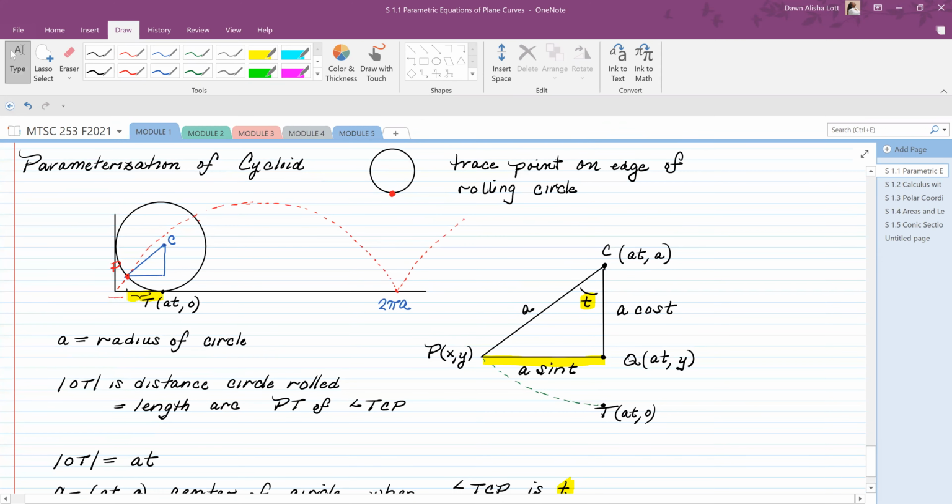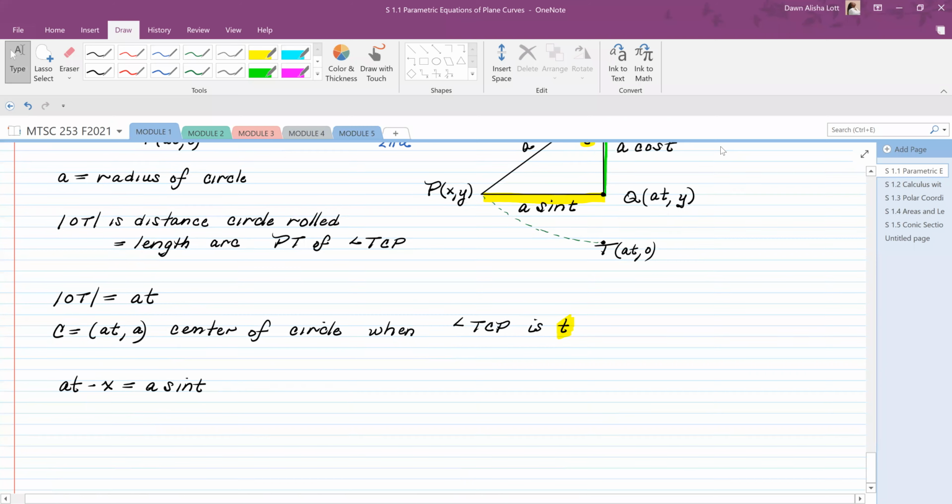Now, how about the y? A minus y. Here's A and there's y, so A minus y is this distance, and that has to equal A cosine t. So now I get A minus y is A cosine t.